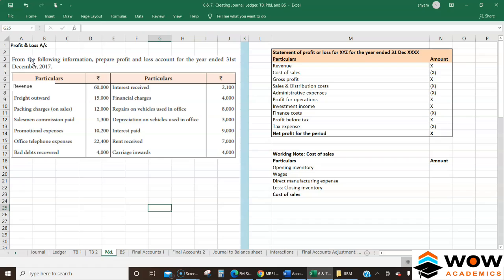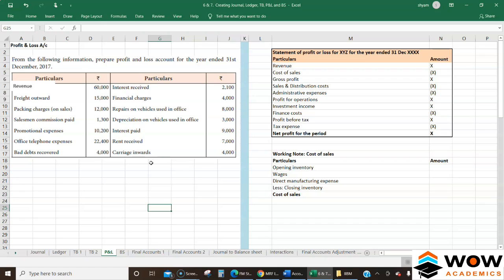So I'll just read it once for you. From the following information, prepare P&L account or statement of profit or loss account for the year ended 31st December 2017. And they have given us revenue, freight outward, packing charges, sales commission, promotional expense, office telephone expense, bad debts recovered, interest received, financial charges, repairs on vehicles, depreciation, interest paid, and rent received, and carriage inwards.